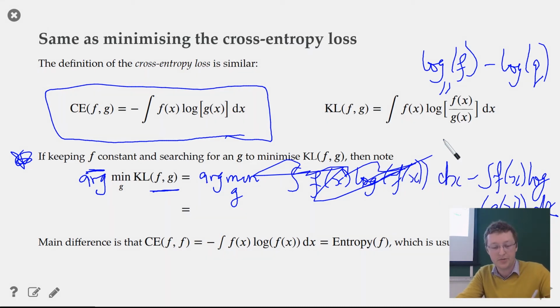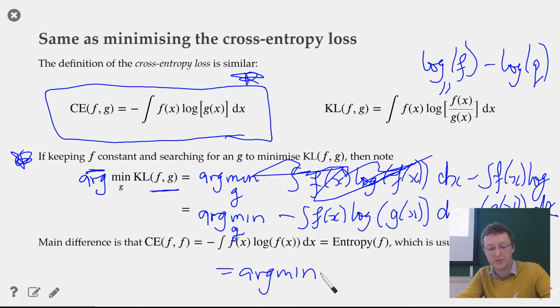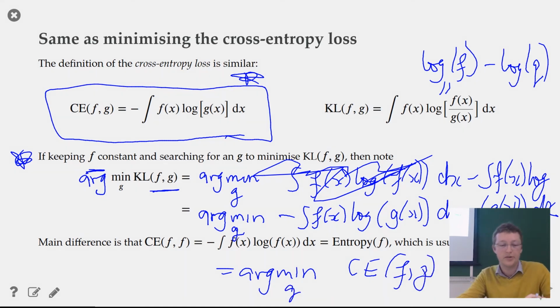So if we just ignore that first term, that's just the argmin over the g's of minus the integral of f(x) log g(x) dx. Well, that's actually the same as minimizing the cross-entropy between f and g. So in a sense, for our case, they're both interchangeable definitions. And unless you really like pronouncing bizarre European names like Kullback-Leibler, then just stick to cross-entropy.